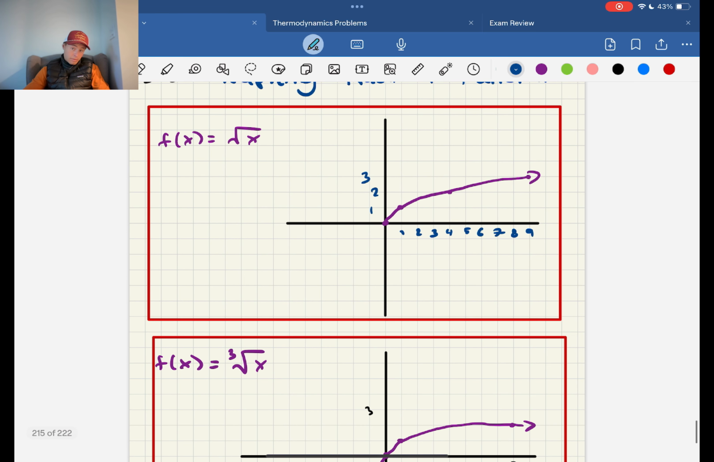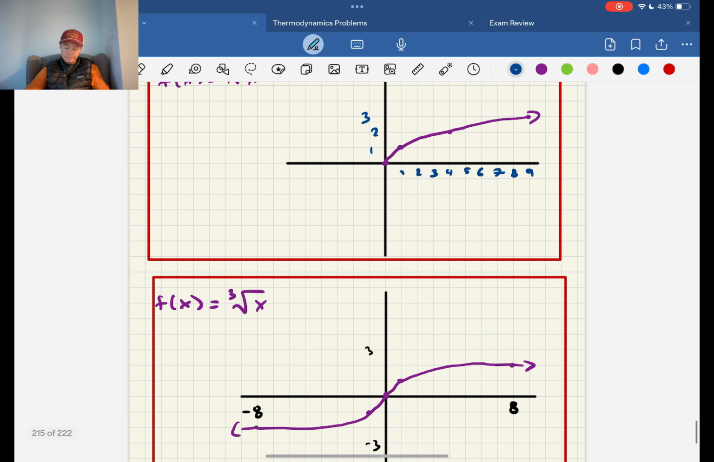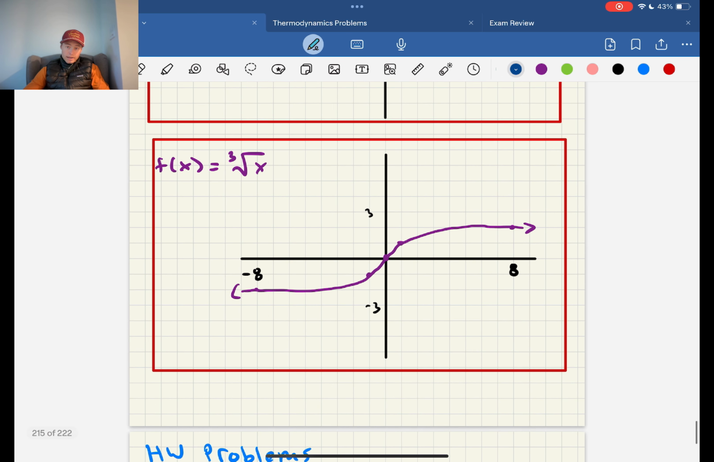And you can kind of think about why that is, right? What's the square root of negative 4? It's not real. It's imaginary, which doesn't show up on a real coordinate plane, right? Now the cube root of x, the parent function for cubed roots, is different, right? That has a domain of all real numbers. That has a range of all real numbers. There's no domain restrictions on that function at all.